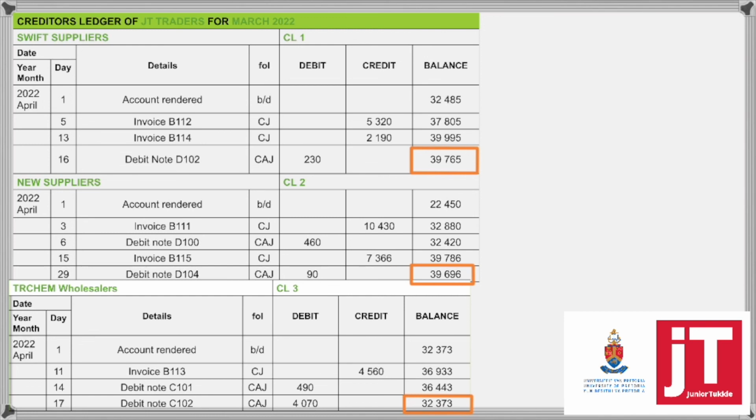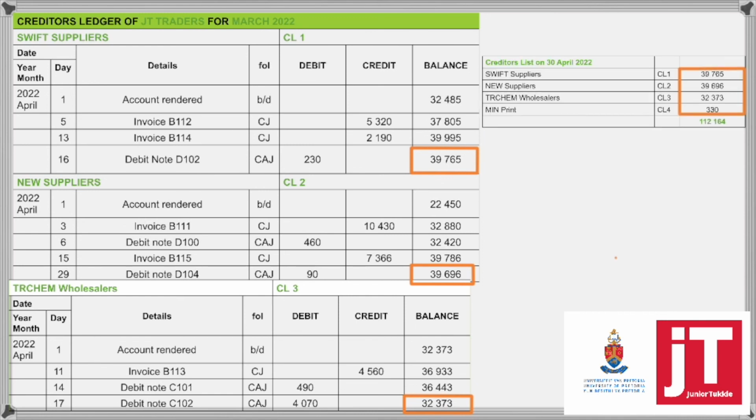Now they say, lastly, extract the list. In other words, I have to take all of these final totals that I have here in the orange block, and I must put them in the creditors list next to each creditor's name. And then I see, okay, there they are. So I put the name of the creditors there and their account number, and then I put all their totals in there and I add them together.